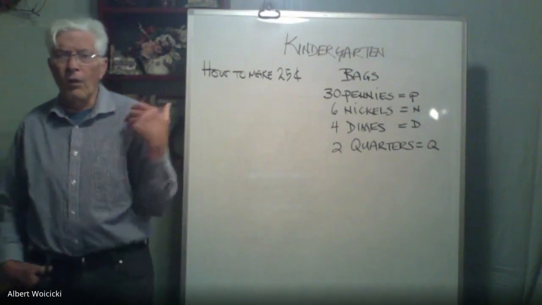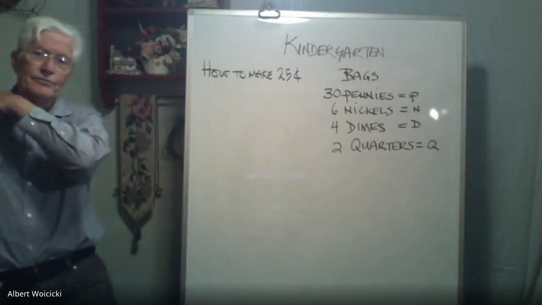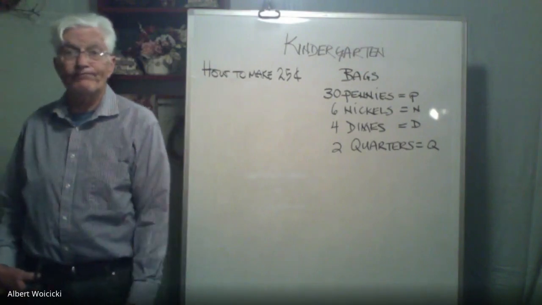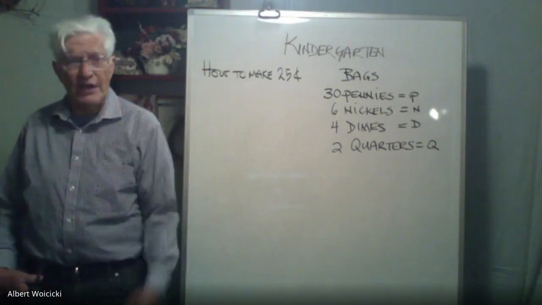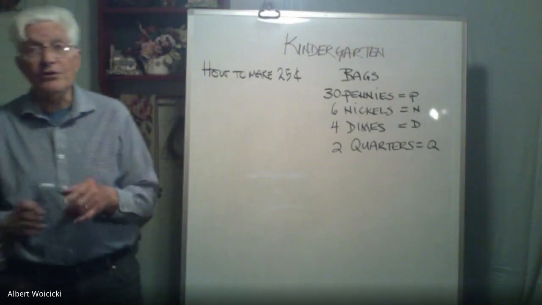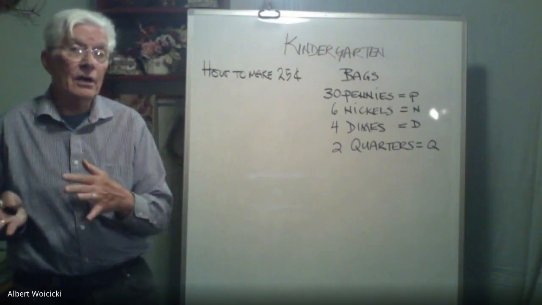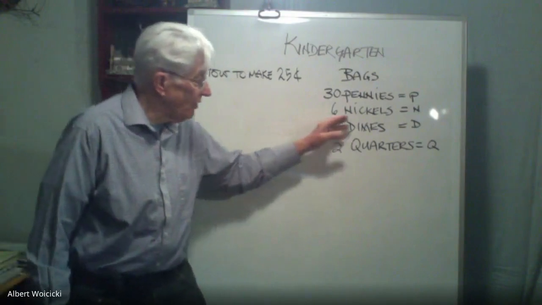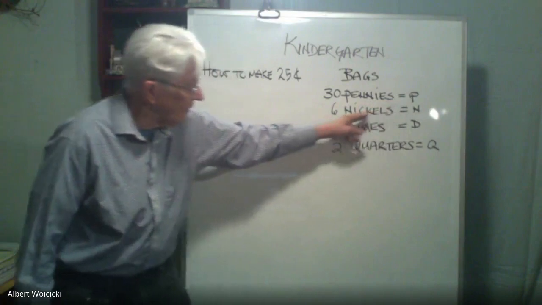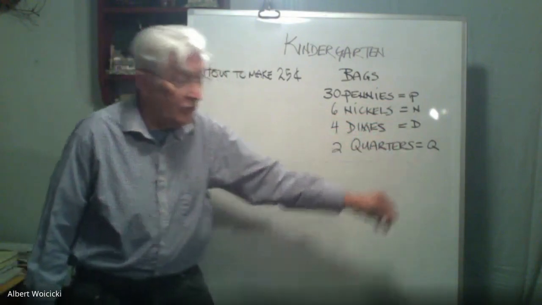Now, what are we going to do with those bags? Well, here's what we're going to do. We're going to try and make 25 cents. And we're going to introduce the idea of the letter that stands for each one of these. So pennies equals P. Nickels is N. D is dimes, and quarters are Q.